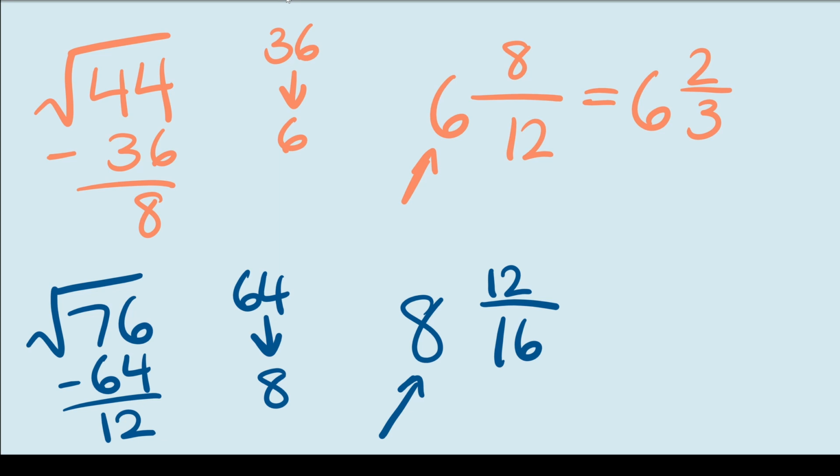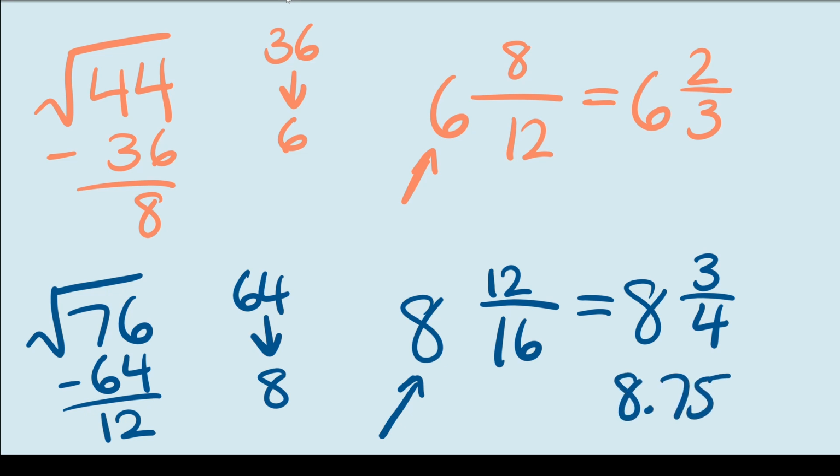The 12/16 can be simplified to 3/4, so we can also write this answer as 8 and 3/4 or 8.75. That's quite close to the real answer for square root of 76, which is 8.72. So hopefully, by now, you know how easy it is to use this trick. You can probably answer square roots in less than 10 seconds.